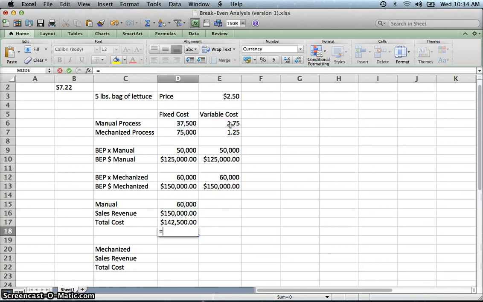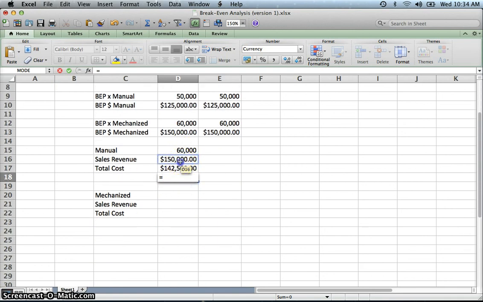And so then to figure out what our profit would be, because we know we're above the break-even point, you simply take the sales revenue and you minus the total cost. And that gives you the amount, $7,500 profit. Now, we can do the same thing for the mechanized. So they asked us to do that, 60,000.